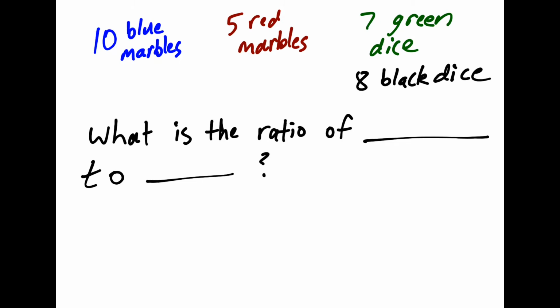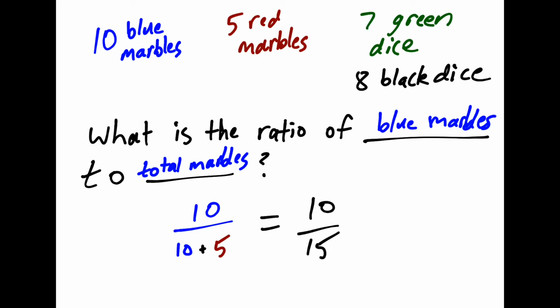Another type of question we might see with ratios is one like this, where we're looking at a bag that has 10 blue marbles, 5 red marbles, 7 green dice, and 8 black dice. The question will say, what is the ratio of blank to blank? And you can plug in different things. For example, blue marbles to total marbles, which would be 10 over 15, because you have to combine the 10 and the 5 to get the total marbles.